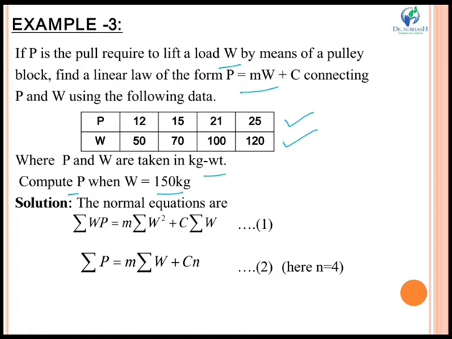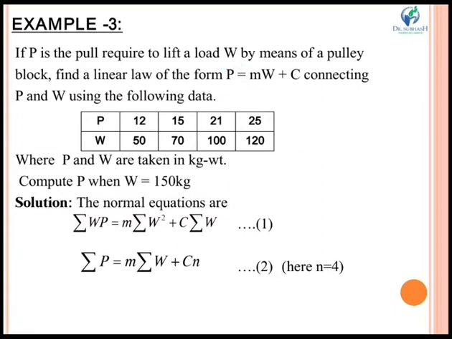First we will construct the normal equations for the given equation P equal to MW plus C. So the normal equations are, we will replace x and y by W and P. So my equation will be changed to summation WP equal to M summation W square plus C summation W, and I name it as equation 1. Similarly, the next equation will be summation P equal to M summation W plus Cn, and I name it as equation 2. Here 4 values are given to us, so n will be equal to 4.